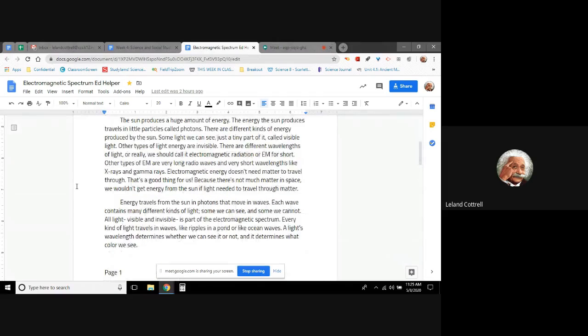The sun produces a huge amount of energy. The energy the sun produces travels in little particles called photons. There are different kinds of energy produced by the sun. Some light we can see, just a tiny part of it called visible light. Other types of light energy are invisible. There are different wavelengths of light, or really we should call it electromagnetic radiation, or EM for short. Other types of electromagnetic radiation are also very long radio waves or short wavelengths like X rays and gamma rays.